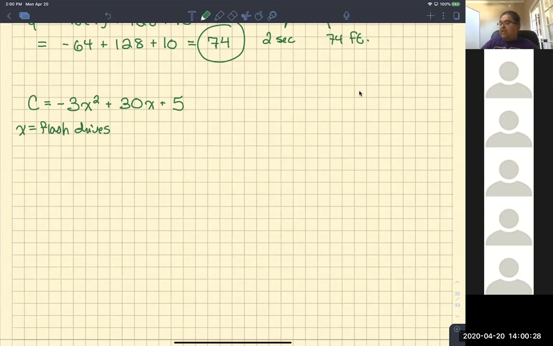Well, if we look at it, this is a parabola equation because this is a quadratic. And since it's negative, that means it opens down. And because it opens down, that means my vertex is a maximum point. So when we want to maximize cost, okay? What is the maximum cost it will take to produce these things?